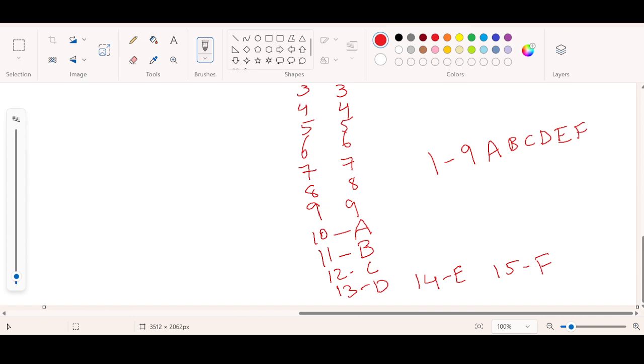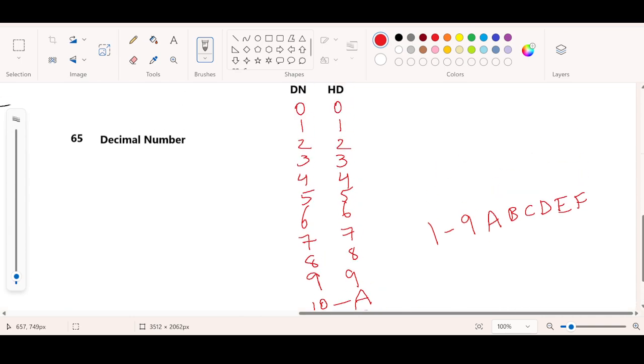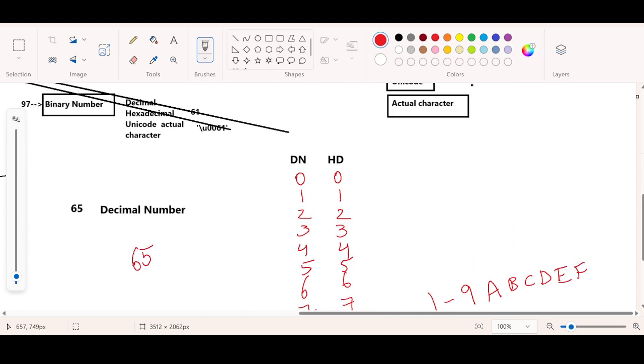Now remember this logic. I have 65. Also remember the base value: 10 is the base value for the decimal number. For the hexadecimal number, the base value is 16. We discussed the decimal number at the beginning of the primitive data types.